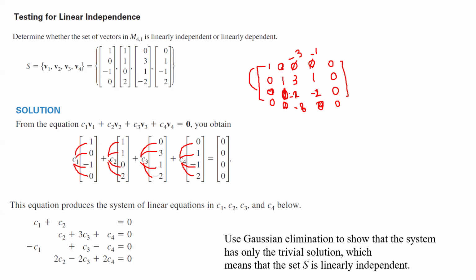You can divide this guy by -2 and make it equal to 1, and then simplify it as much as possible. So basically, after elimination, you're going to see you end up with C1, C2, C3, and everything else equal to just 0. So since you have only the trivial solution, it should be linearly independent.